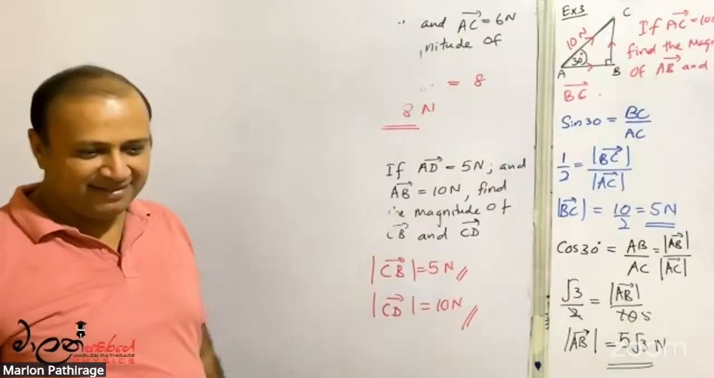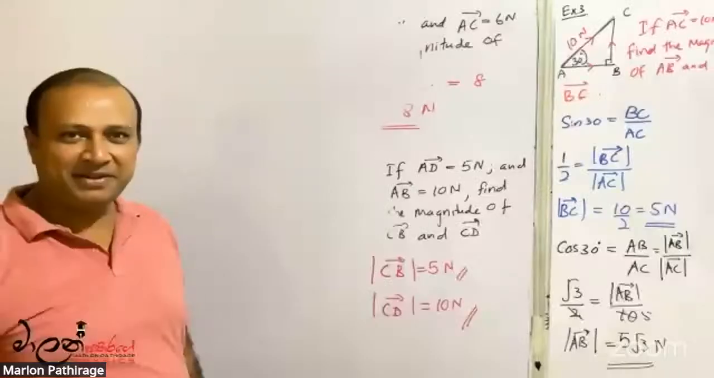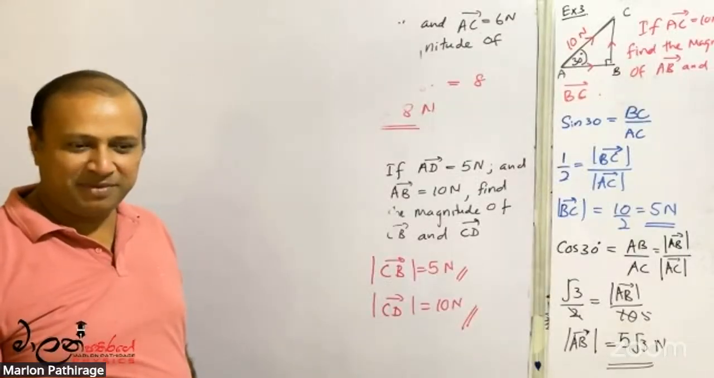ABCD square, magnitude 10 Newton. Find the magnitude of the following. Suppose the square is drawn to a scale. Suppose all the vectors are 10. Are you referring to the same question? No direction means the square.